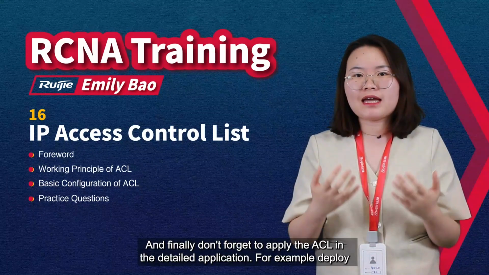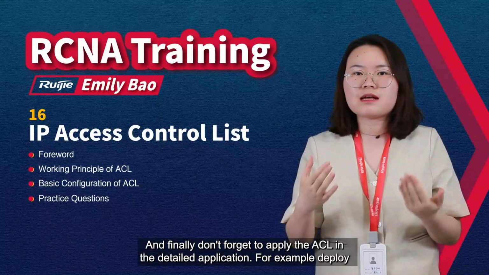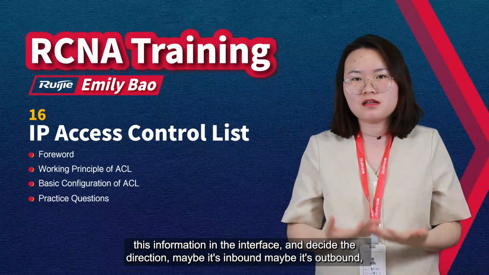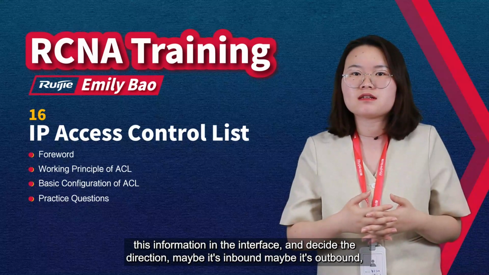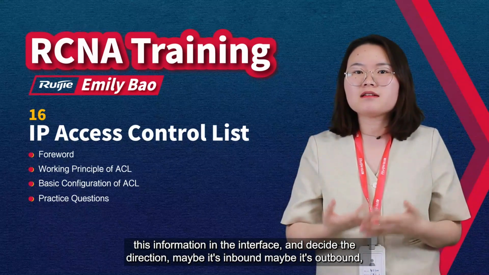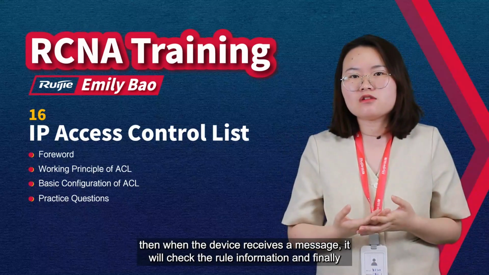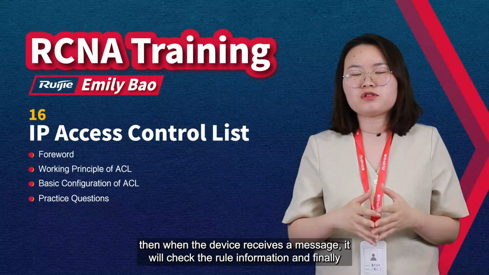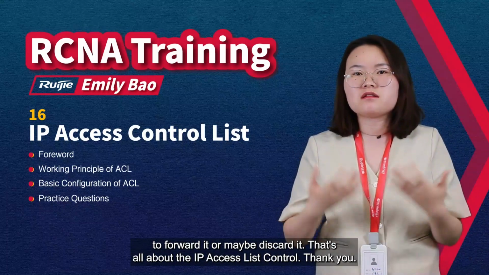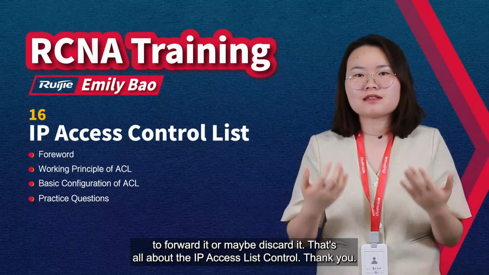And finally, don't forget to apply the ACL in the detailed application. For example, deploy it on the interface and decide the direction. Maybe it's inbound, maybe it's outbound. Then when the device receives the message, it will check the rules and finally forward it or maybe discard it. That's all about the IP access control.